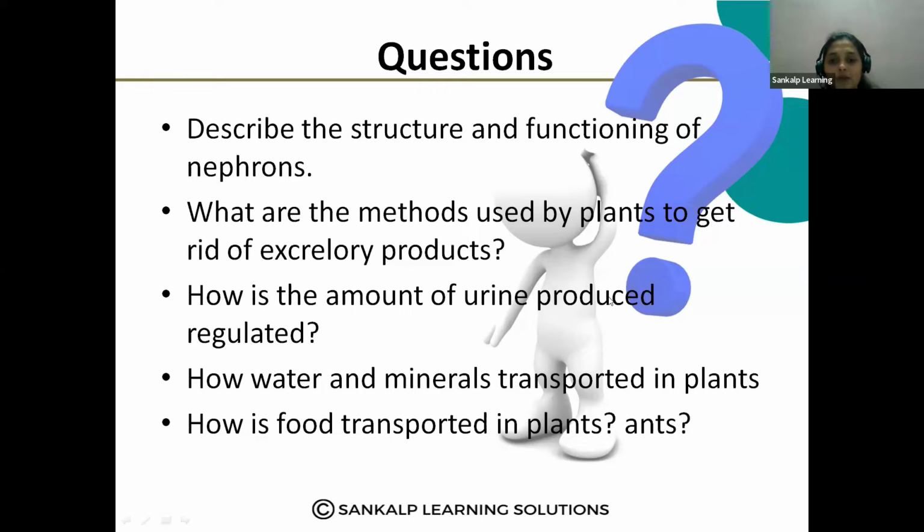How is the amount of urine produced regulated? Urine is reabsorbed in the tubules, right? In that method, the urine production is regulated. The fourth question is how water and minerals are transported in plants, and how food transport takes place in plants. Sorry for the mistake: how food transportation takes place in plants. For these questions, you have to write the answers. Thank you, students.